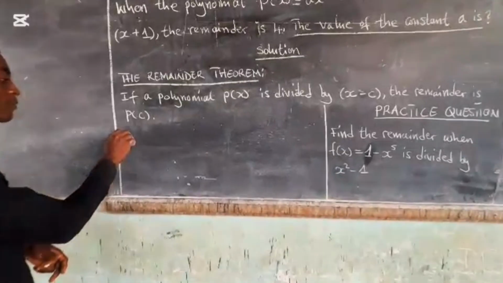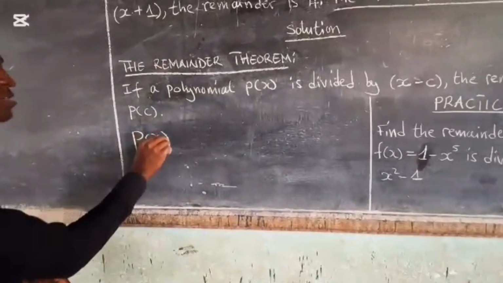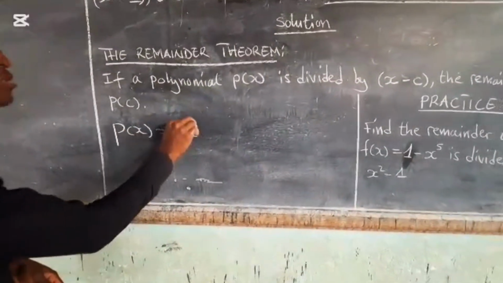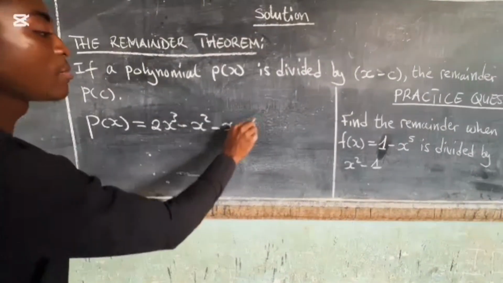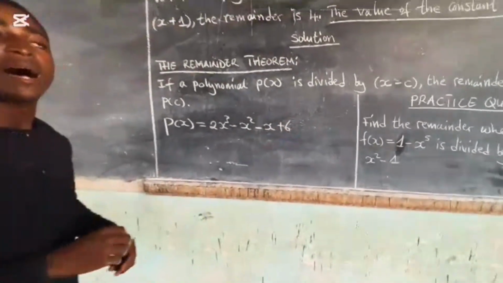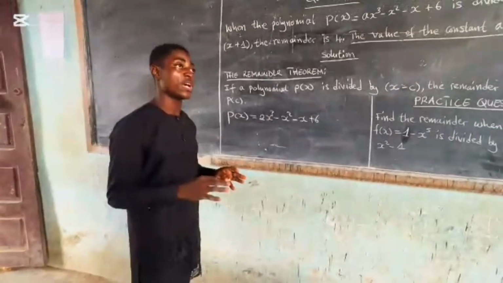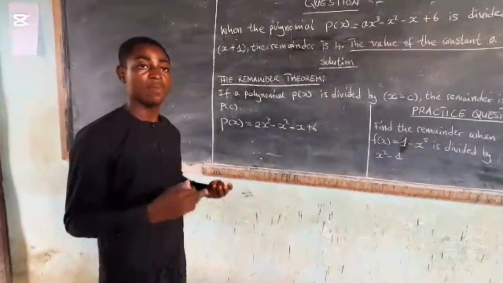So the original polynomial function is p of x equals 2x cubed minus x squared minus x plus 6. I hope this explanation helps you understand the concept better.